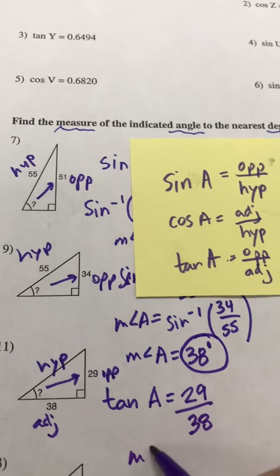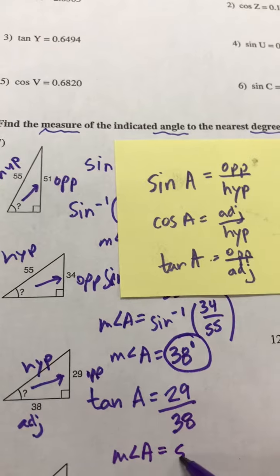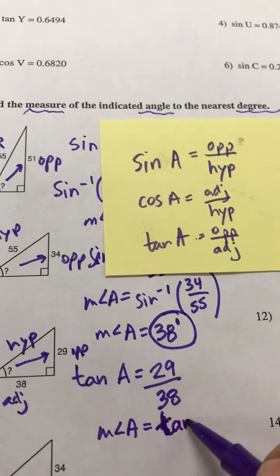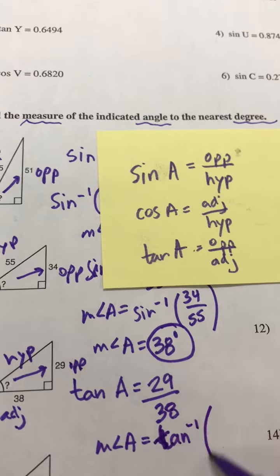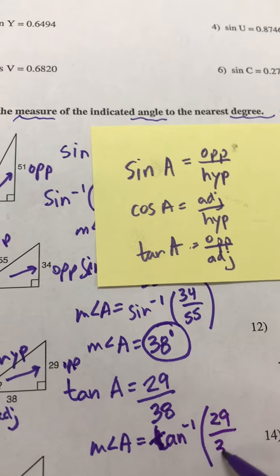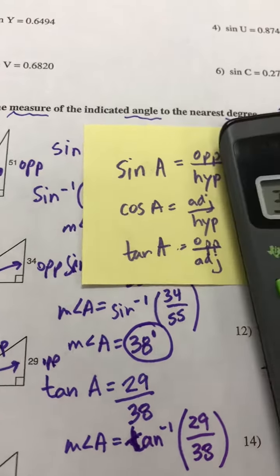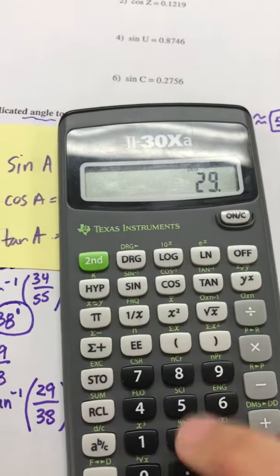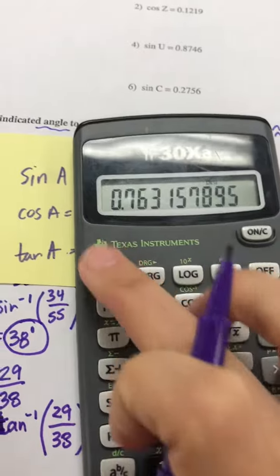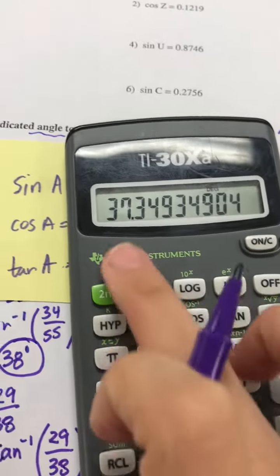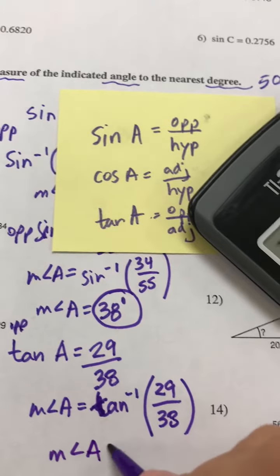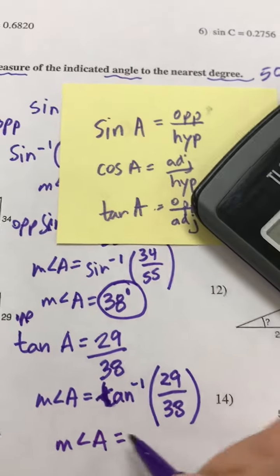So we know the measure of angle A would have to be the inverse tangent. Oops, I almost wrote sine, but now my trig function is tangent. So the inverse tangent of 29 over 38. Okay, so 29 over 38, enter, inverse tangent. There it is, round to the nearest degree. So the measure of angle A is 37 degrees.